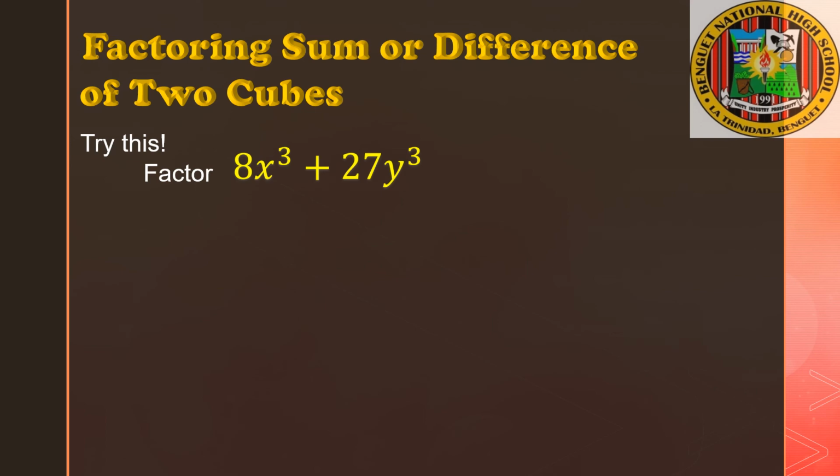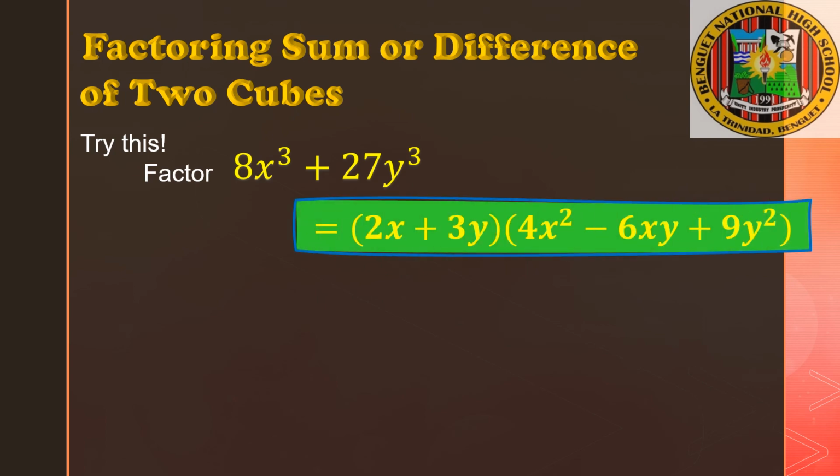Before we end this lesson, practice first what you have learned. Factor out the binomial 8x cubed plus 27y cubed. Pause this video first and solve before proceeding to the answer. Done? If the factors that you got are the quantity 2x plus 3y and the quantity 4x squared minus 6xy plus 9y squared, then you got the correct answer. Good job!